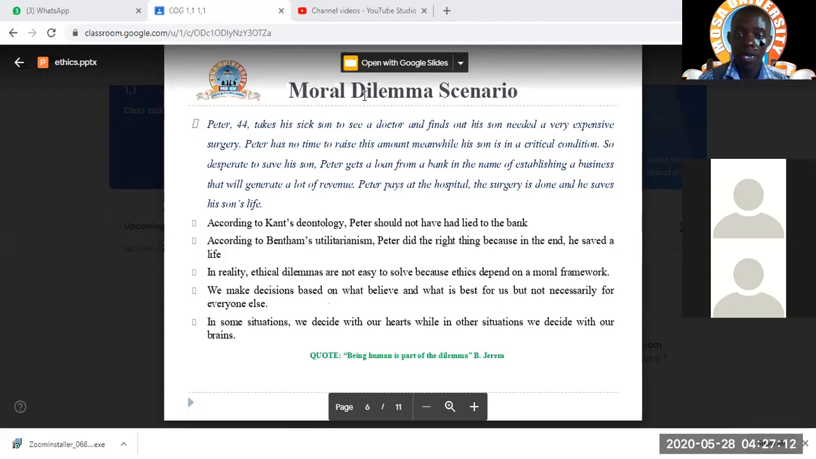This was coined by Jeremy Bentham. He says, being human is part of the moral dilemma. So we proceed.